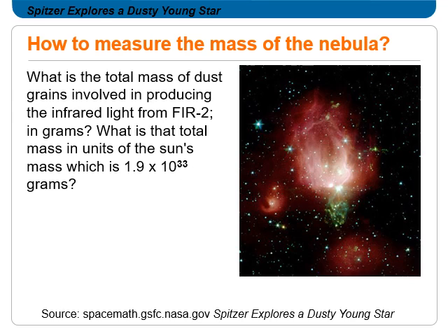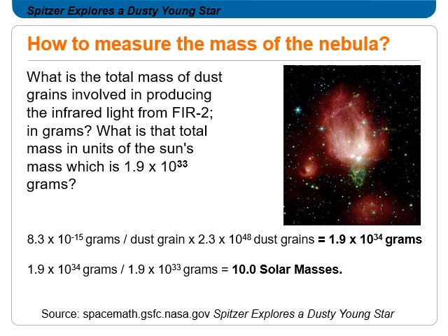What is the total mass of dust grains involved in producing the infrared light from FIRS 2 in grams? What is the total mass in units of the sun's mass, which is 1.9 times 10 to the 33 grams? Multiplying the mass of a single dust grain by the total number of dust grains shows that the mass of the protostar is on the order of 10 solar masses.